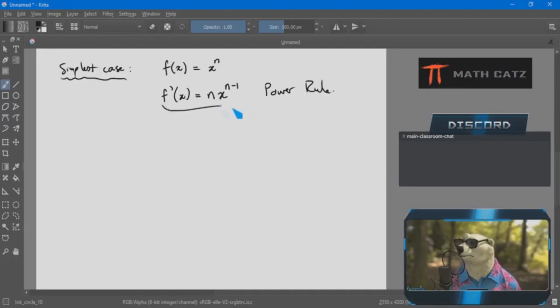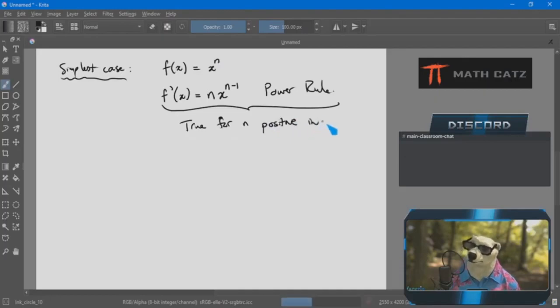Now this is true for n. We started with x squared, x cubed, and so on. So it definitely worked for positive integers. We did a few of them with the limit definition, it was tedious. And then we noticed a pattern, and we just extended that pattern.